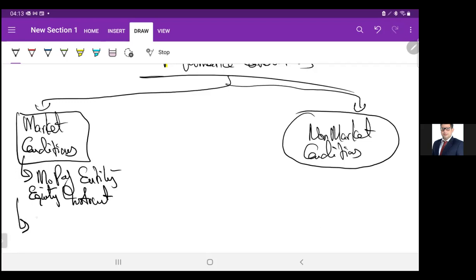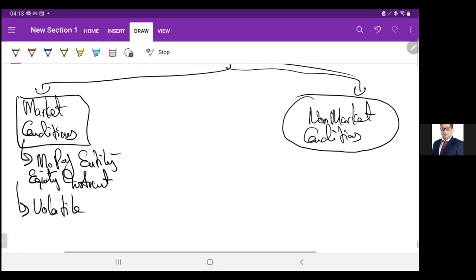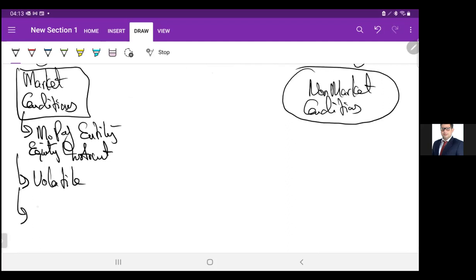These market prices of the equity instruments are volatile. So as per IFRS 2, they can't be considered. We cannot consider them while calculating the share-based payments for the employees, right? So we cannot consider them.